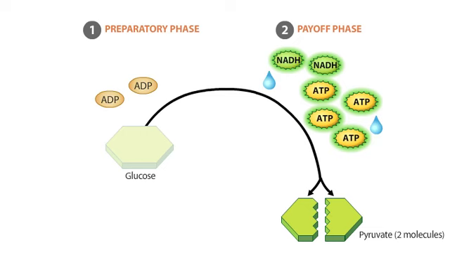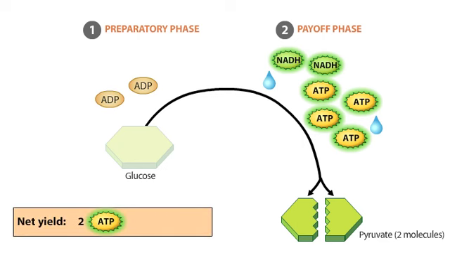Glycolysis results in the production of two NADH and four ATP molecules. However, two ATP molecules were originally invested, represented by the two remaining ADP molecules. So glycolysis nets two ATP and two NADH molecules per molecule of glucose. However, much more energy still remains in the pyruvate molecules. Cells get much more energy bang for their food buck if they now perform the Krebs cycle and the electron transport chain.